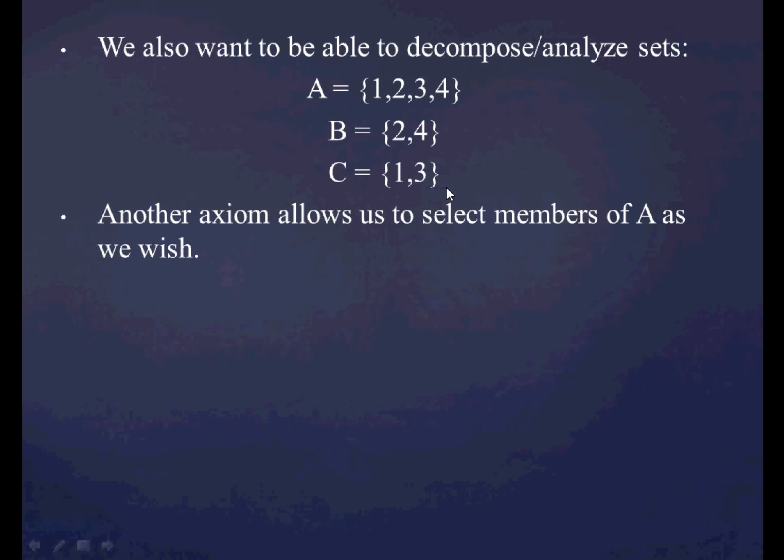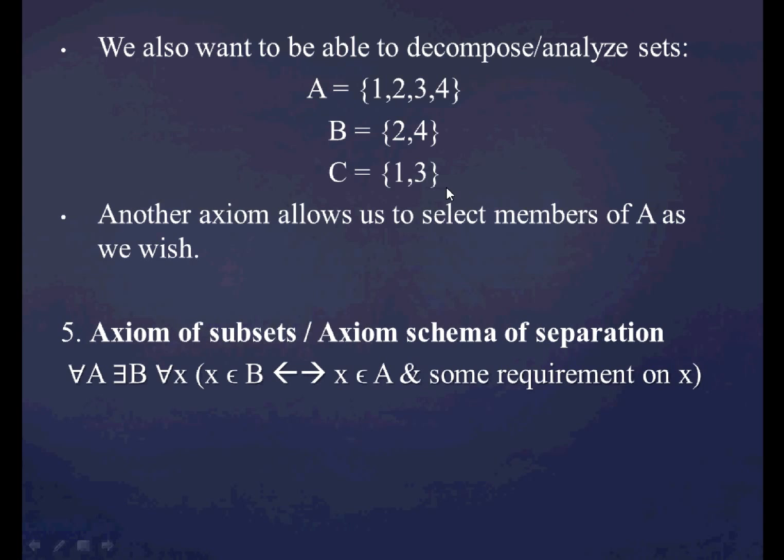So this new axiom, what it's going to allow us to do is select the members of A as we'd like. And it turns out that this axiom is very aptly named the axiom of subsets, because you can see that each of these sets, B and C, are themselves subsets of A. And this axiom is also called the axiom schema. Schema because it's really a list of axioms. It's a whole family of axioms, not just one. It's called the axiom schema of separation, in the sense that I can separate elements away from the original set.